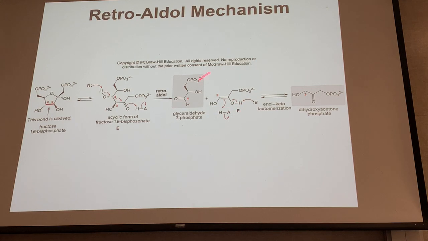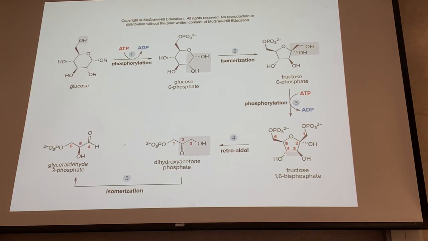And that gives us 2 species, an aldehyde, glyceraldehyde 3-phosphate, and an enediol. And as we saw in the glucose to fructose isomerization, that enediol can undergo a tautomerization. In this case, it undergoes tautomerization to give a ketone, dihydroxyacetone phosphate.